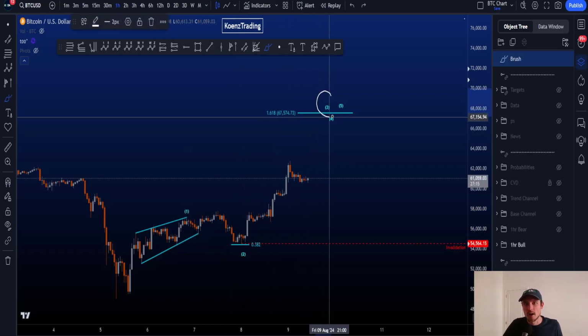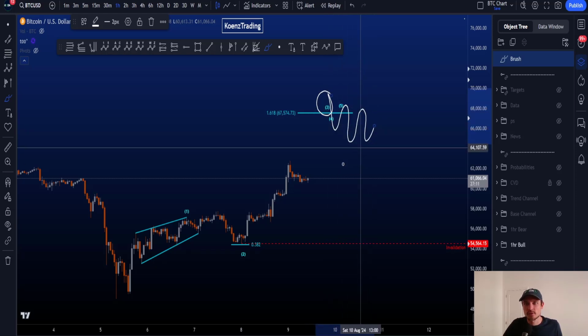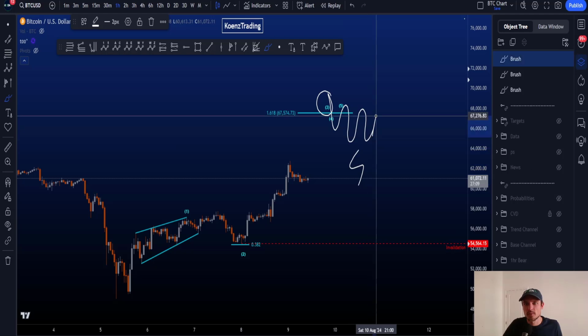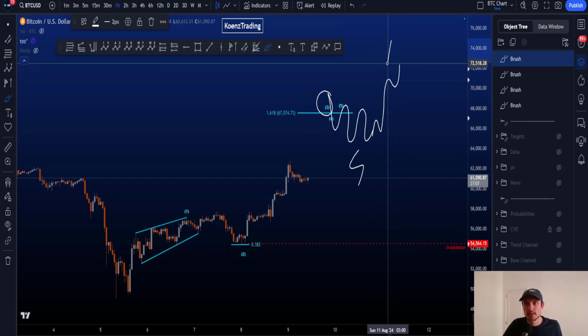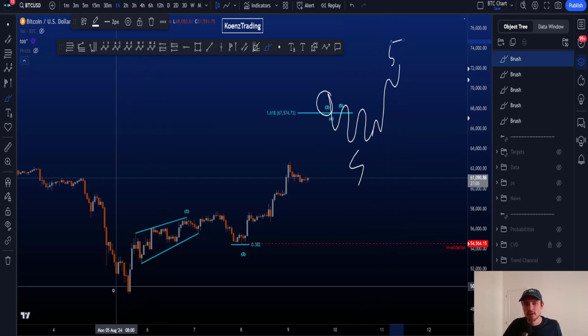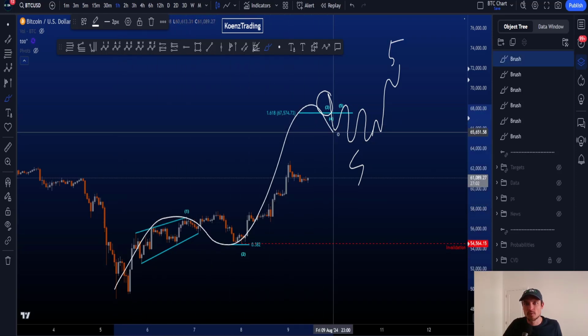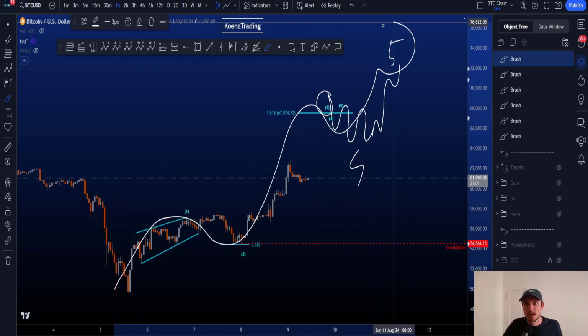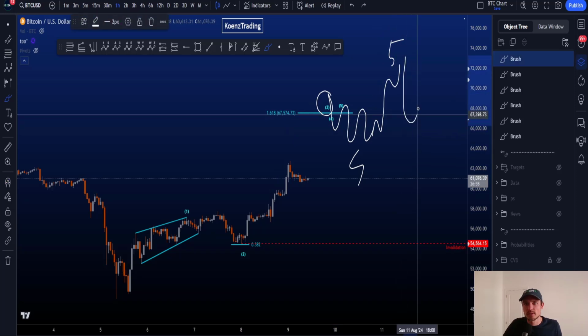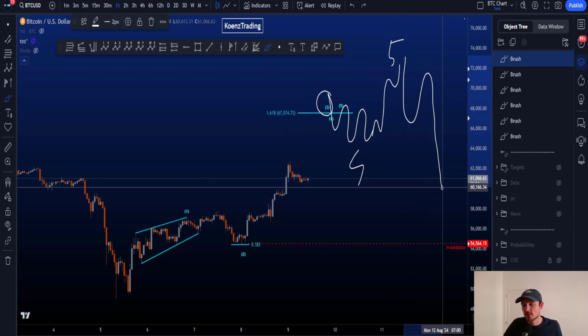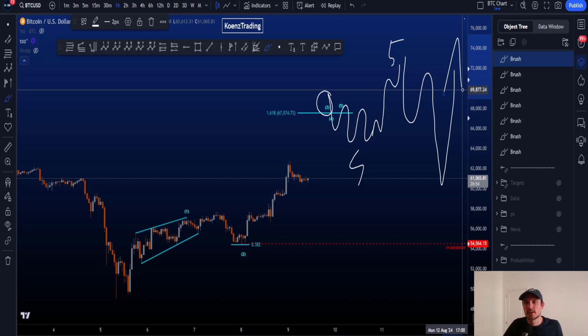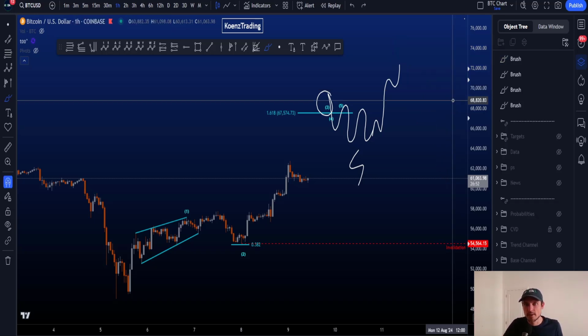67.5k. After a wave 3, we are looking for a bigger sideways corrective structure in a wave 4, and then one more push towards the upside in a wave 5 to finish a bigger 5-wave impulse 1, 2, 3, 4, 5. After wave 5, we then want to see a 3-wave corrective structure to the downside, after which we then look for continuation to the upside.